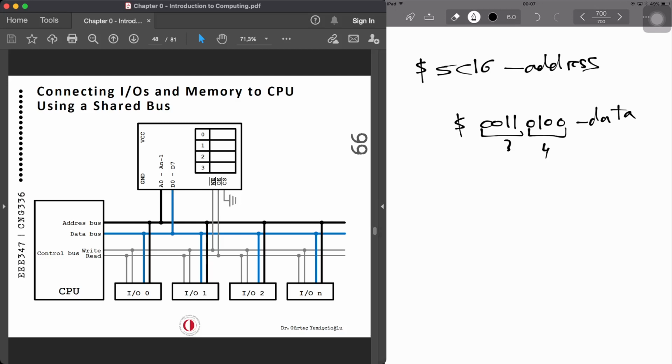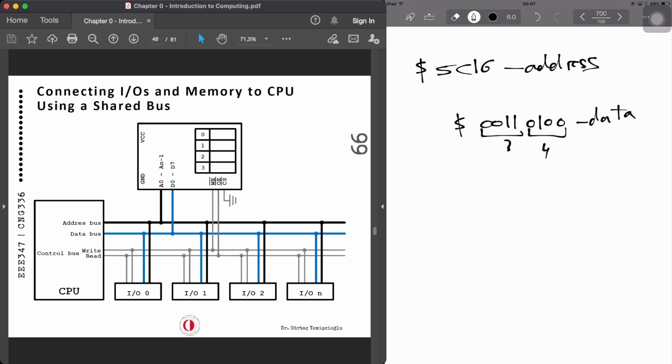Now, if you have one memory over here, then your chip select does not need to be connected to anywhere else. That means it's always activated. Whenever you want to read, you provide the address. Okay, so each of those has got their own addresses. Now, we have to be careful here.